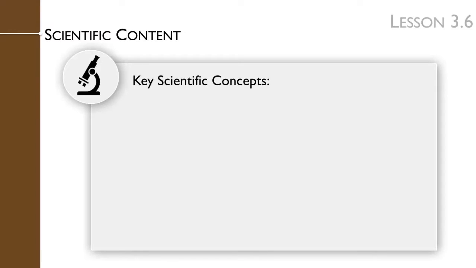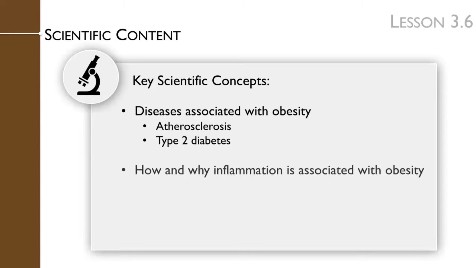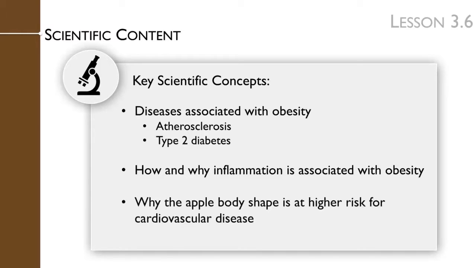To prepare for this lesson, you will need to review the key scientific concepts that will be presented throughout the lesson. These include the diseases associated with obesity, especially atherosclerosis and type 2 diabetes, how and why inflammation is associated with obesity, and why the apple body shape is at higher risk for cardiovascular disease.